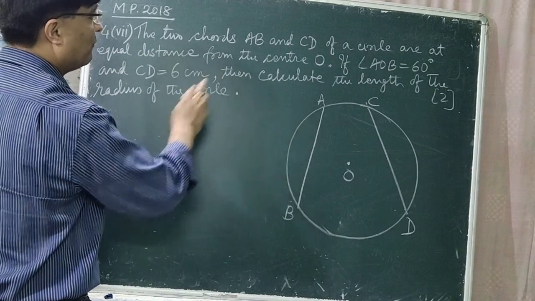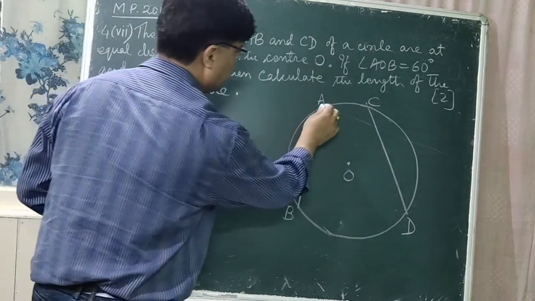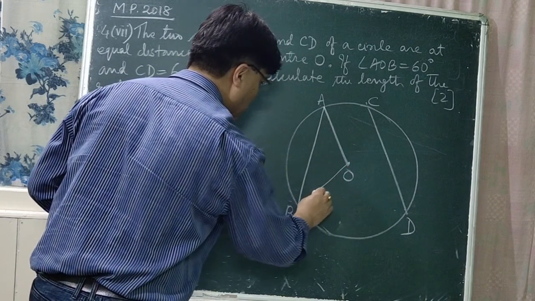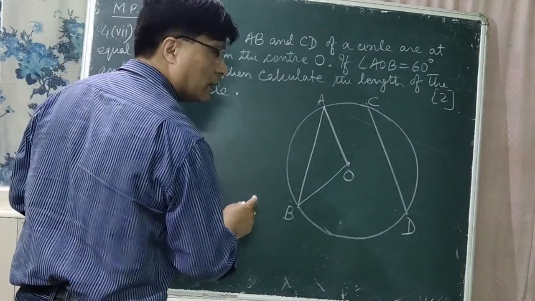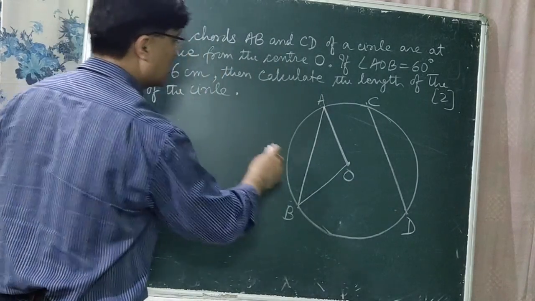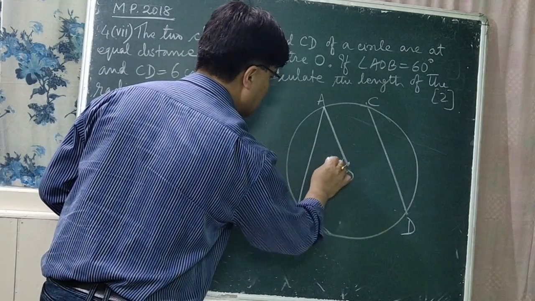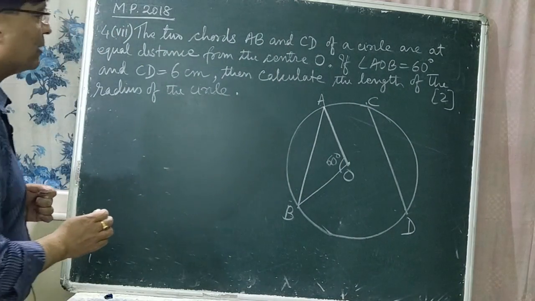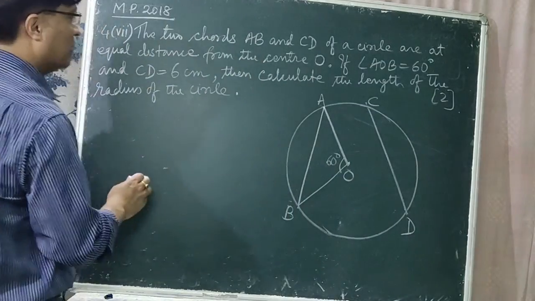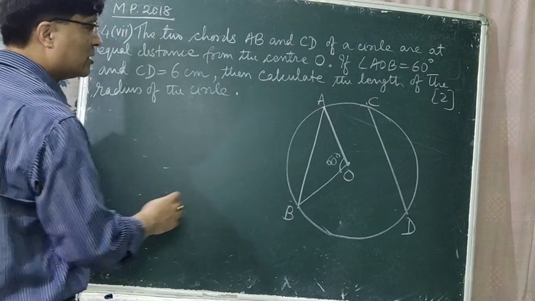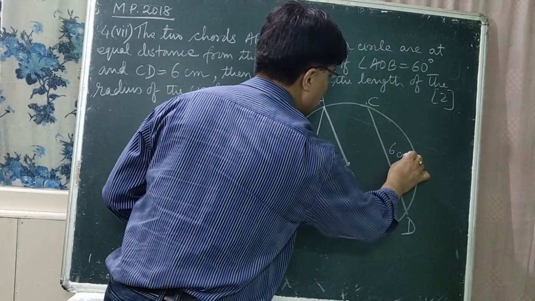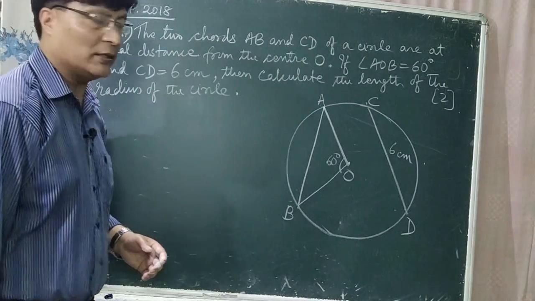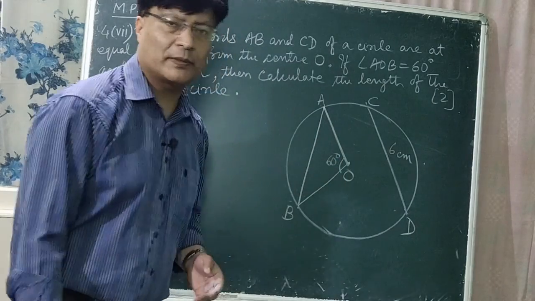Now here, if angle AOB is equal to 60 degree, so angle AOB means you have to join O and A and join O and B, right? And angle AOB is equal to 60 degree. This angle is given as 60 degree. And CD is equal to 6 centimeter. Then calculate the length of the radius of the circle. You have to get the length of OA. Is that clear?